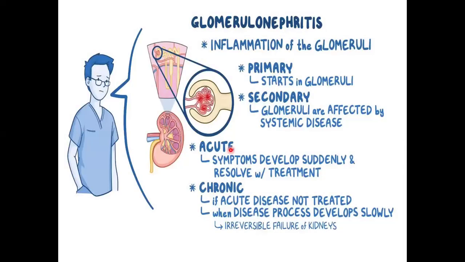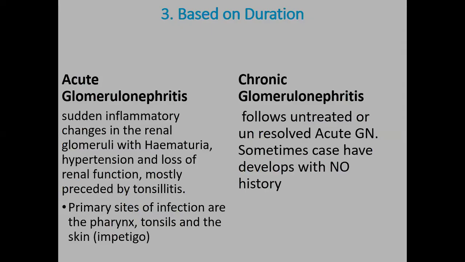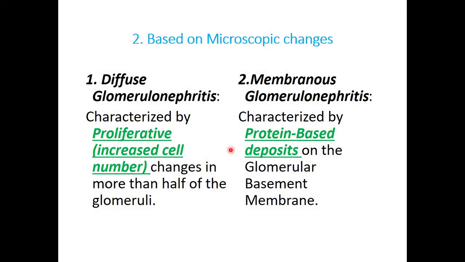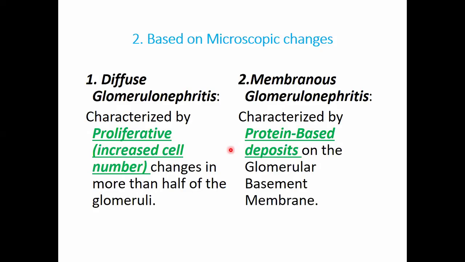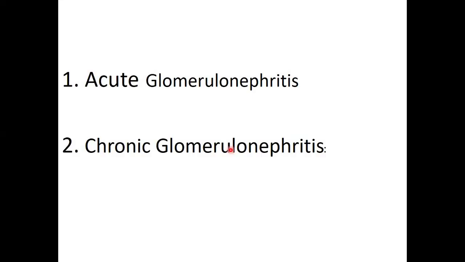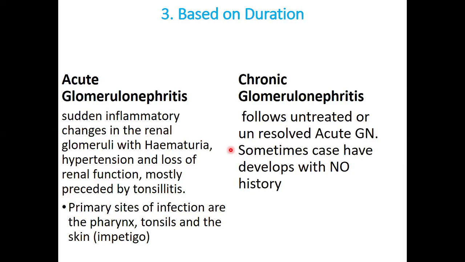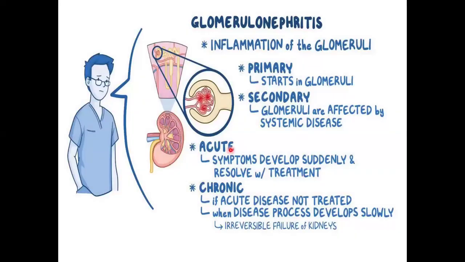We're looking at it based on the origin of the problem. Origin of the problem within is primary. Outside, secondary. For the microscopic changes we have diffuse, where multiple glomeruli are affected and there's increased proliferation of mesangium. Then we have presence of protein-rich deposits around the basement membrane causing damage to the basement membrane, known as membranous. Then finally, acute and chronic glomerulonephritis. Those are the three classifications.